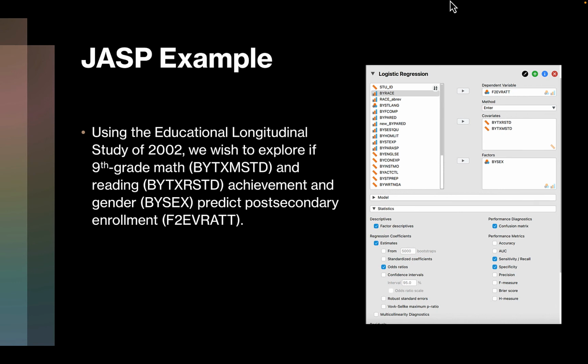All right, so in JASP, if you're following along, you want to go to regression and select logistic regression. And we're going to put our post-secondary enrollment in the dependent variable. And we're going to put our continuous covariates, math and reading achievement, in under covariates. And since sex or gender here is a nominal variable, we put it in as a factor. And then under statistics, we want to check factor descriptives. We want to check odds ratios. We want to check confusion matrix. And we want to select both sensitivity and specificity.